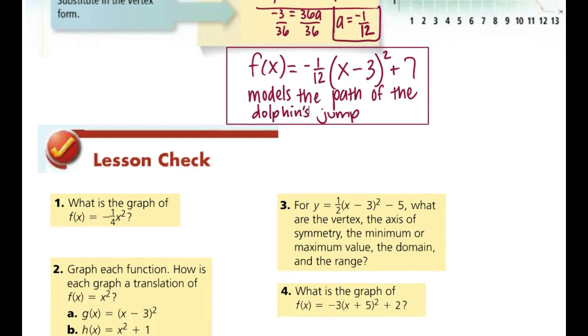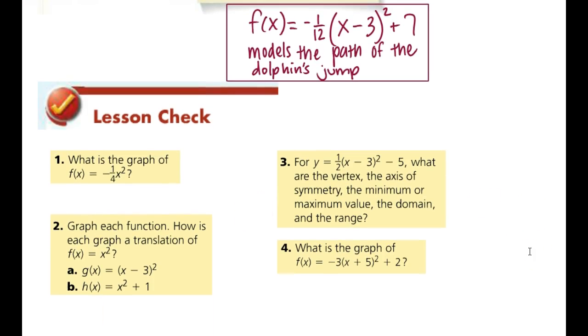Here is the lesson check for section 4.1. They are very similar problems to the examples that we went through together. So write these down, show your work, including the graphs for those that request it. And please let me know if you have any questions the next time we meet.